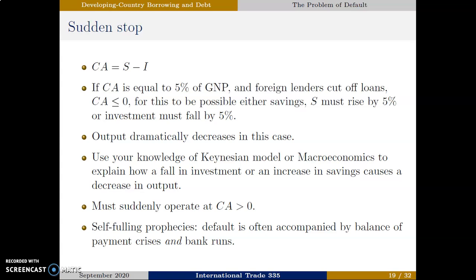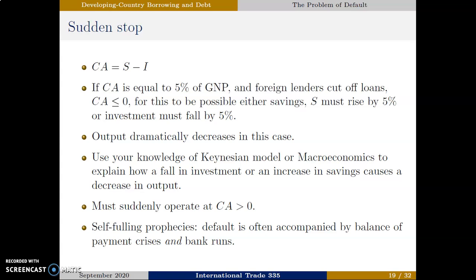What is a sudden stop and the problem with it? Remember, the current account is the difference between domestic savings and investment. If the current account deficit is 5% of GDP and foreign lenders cut off loans, then either savings must increase by 5% or investment must fall by 5%.